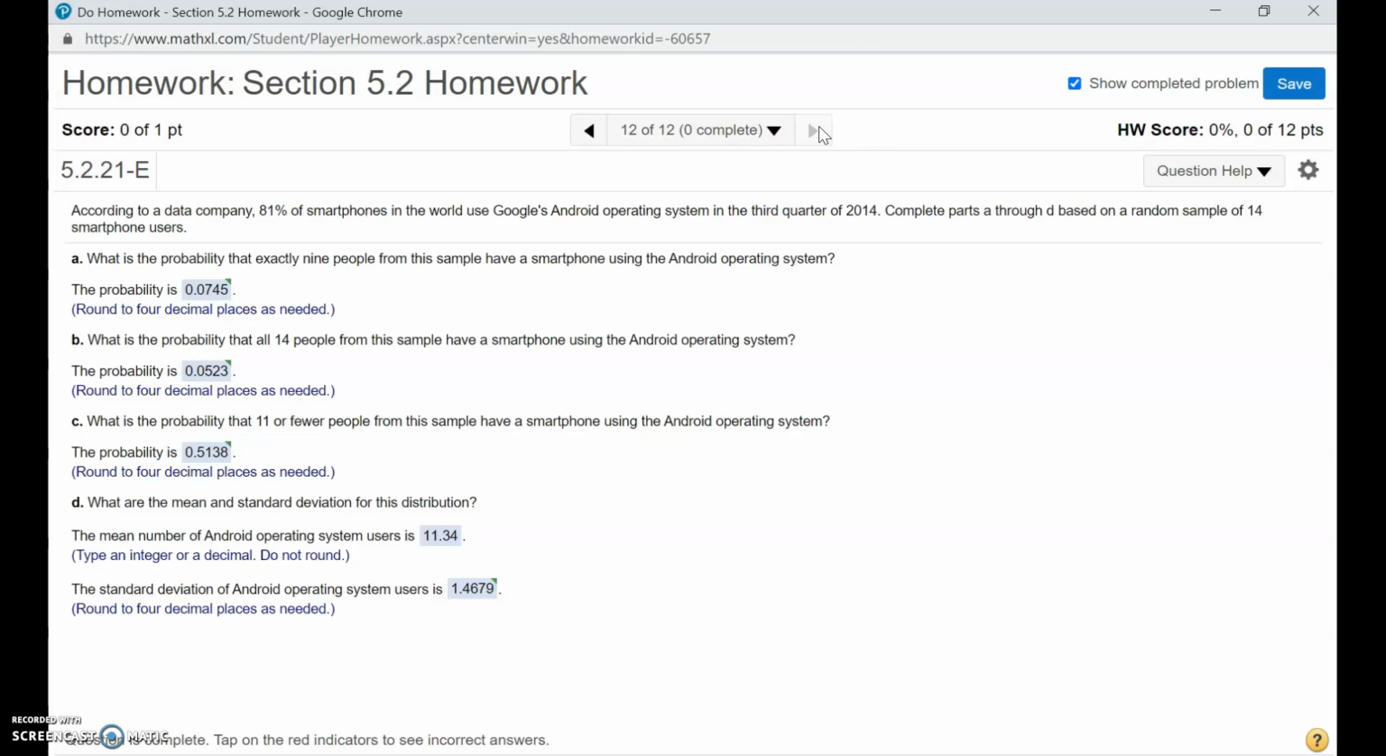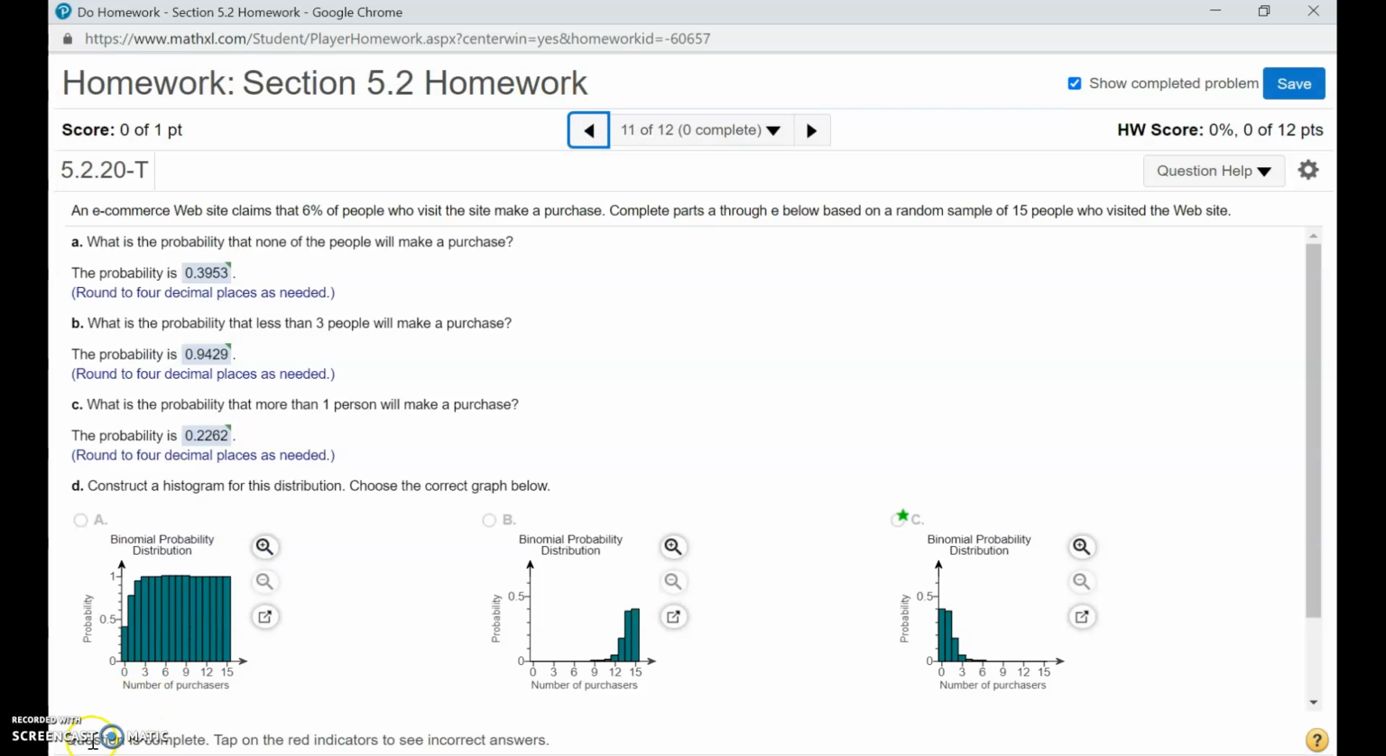Let me see if there's anything else. I think that's it. Let me know if you have any questions about section 5.2.